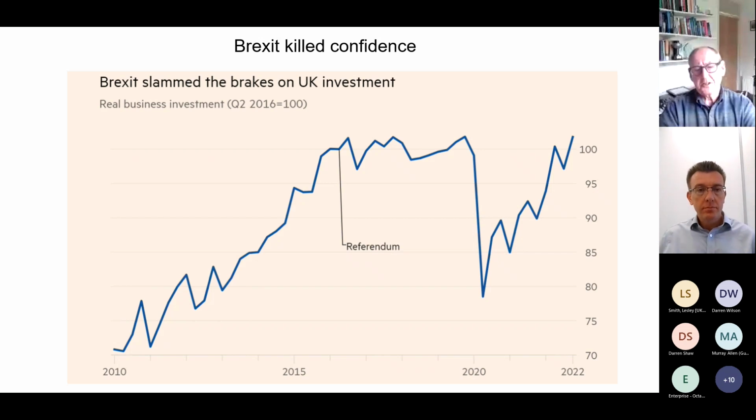Well, the first thing is the Brexit vote killed investment spending. And you see it went flat from the day of the referendum. And then you see, of course, the big drop, which is COVID related. Investment spending on an index has only just got back to the level it was when the referendum began. And this has huge implications for productivity and for income growth. Next slide.